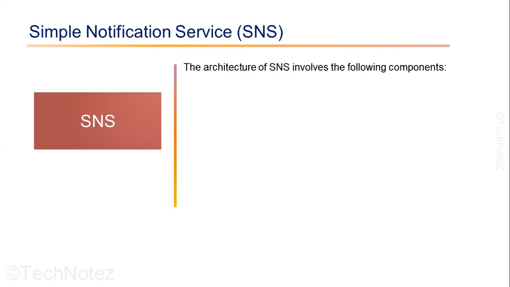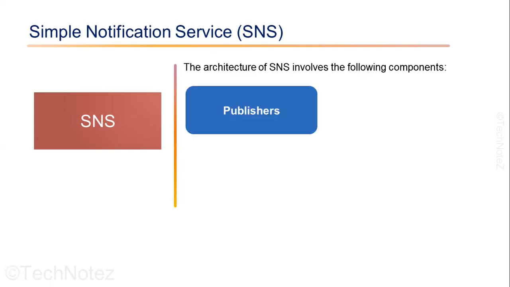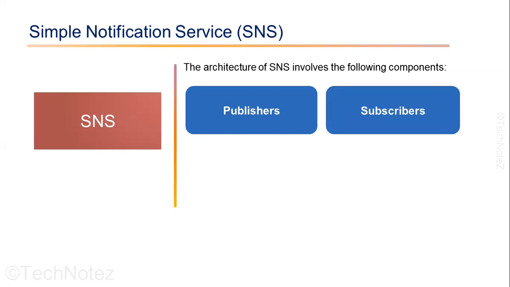The architecture of SNS involves the following components. Publisher: these are applications that send messages to SNS. A publisher sends a message to an SNS topic. Subscribers: these are applications that receive messages from SNS. The message is delivered to all subscribers that are subscribed to the topic.